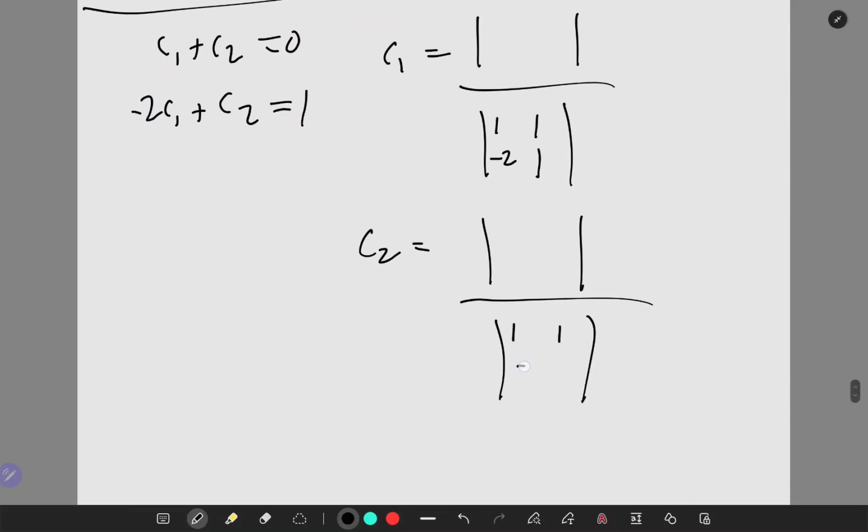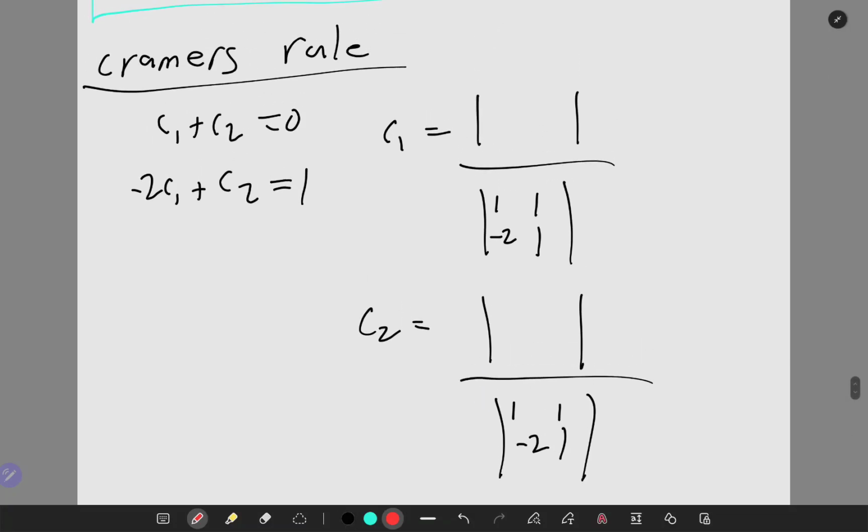Once again, 1, 1, negative 2, 1. Now for C1, remember, we're looking at this section, but we're looking at it backwards. So it's going to go 0, 1, 1, 1. And for C2, we're looking at this section right here. So it's 1, negative 2, 0, 1.